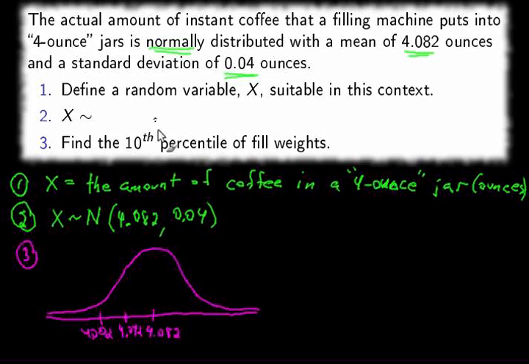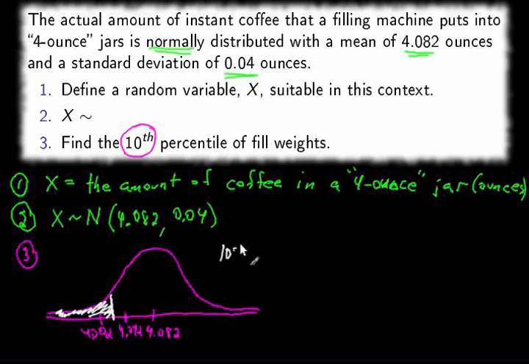Okay, and we're interested in the 10th percentile. That means we need a line where 10% of the area is to the left of that line. So I'm going to draw my line right about here and say that the answer is somewhere between 4.002 and 4.042. So what exactly is that? It's maybe 4.022, something like that. So we can go on the computer now and ask for the 10th percentile.